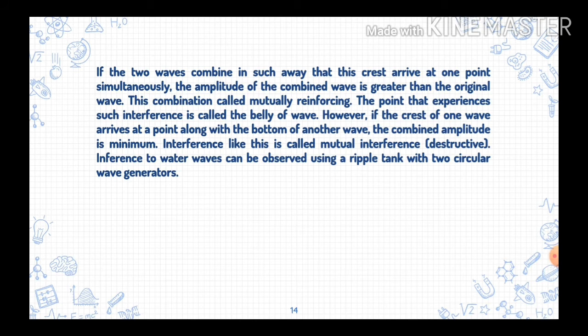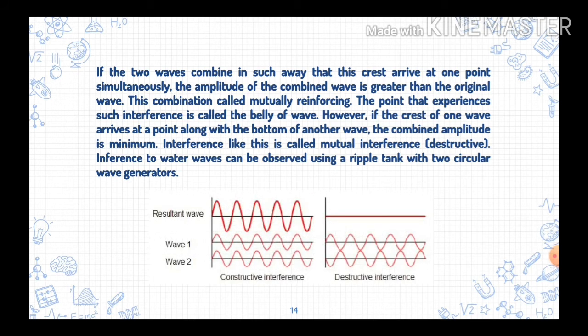Interference of 2 water waves can be observed using a ripple tank with 2 circular wave generators. You can see the picture. There's the resultant wave, there's wave 1, wave 2, and the left picture is constructive interference and the right picture is destructive interference.